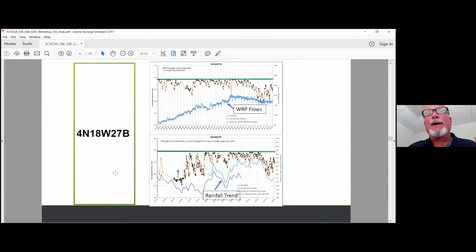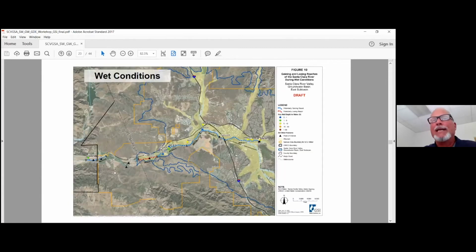So from there, I'd like to show you our interpretation using those water level hydrographs, using the groundwater model, and just visual observations of the areas that we think in the basin are either gaining or losing under different conditions: wet, normal, and dry conditions. So in this map, and again, here's the Saugus WRP right over here, we're tracking what's happening with water levels and inferring what's happening along the river.